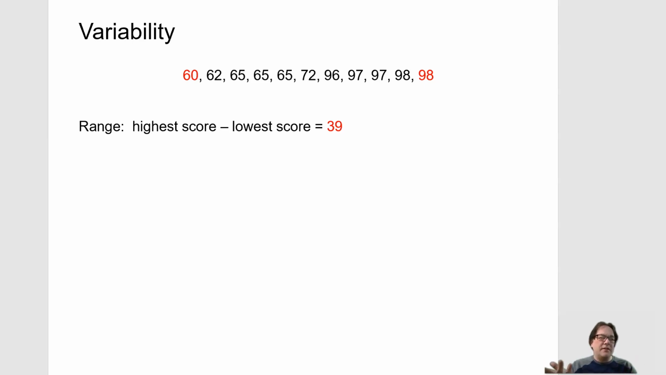It can be useful in some instances, but you'll see in a moment that we have better or more informative measures of variability. But range, again, is just telling us how many scores exist between our lowest score and our highest score. So in this distribution, it's 39. Again, range is a pretty crude measure of variability. Doesn't really give us a whole lot of information to work with here.